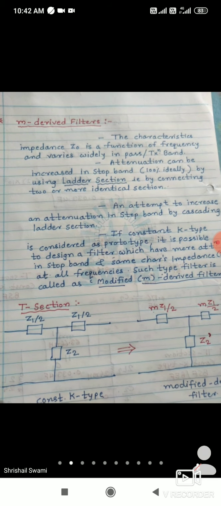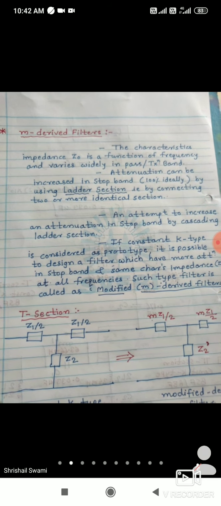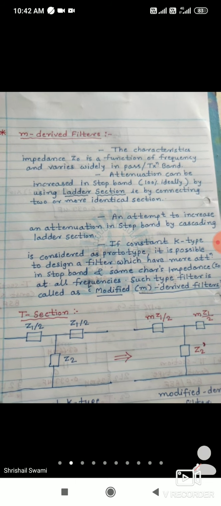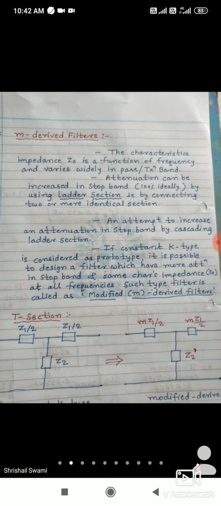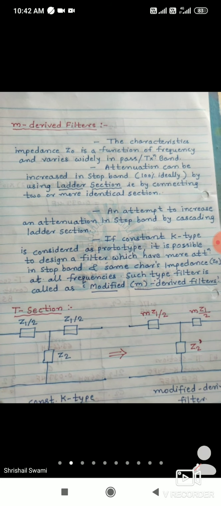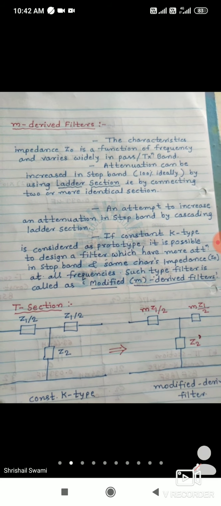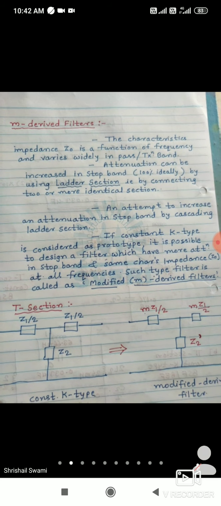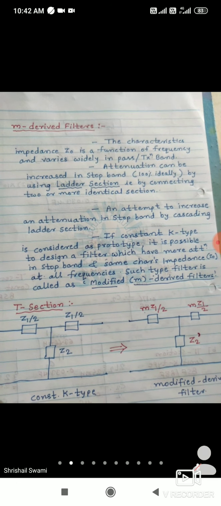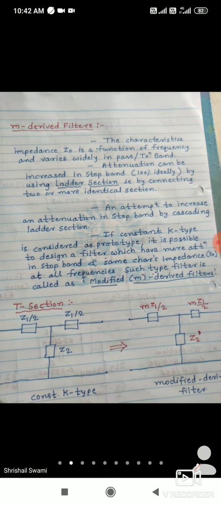Second one, the characteristics impedance Z0 should be constant at all frequencies. In case of constant K type, actually it should be a constant at any frequencies. So those two things we can achieve by modification in the constant K type filters.